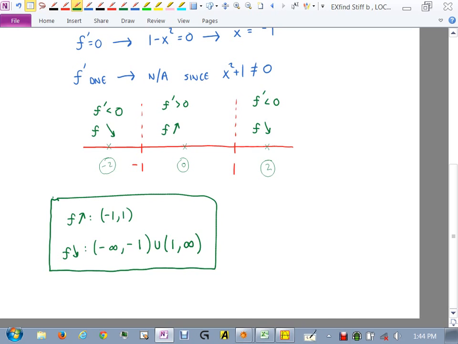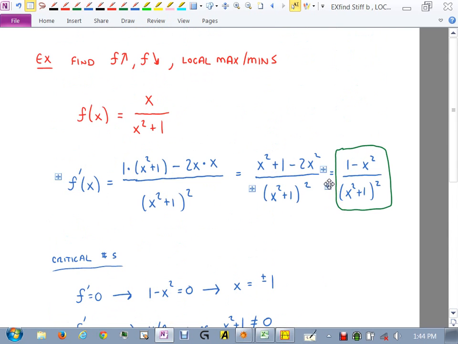I also want to know the local max and local mins. So how about local max? Do I have a local max? At 1, right? Because look, it changes from positive to negative here. Do you all see this like a hill? You go up, then down. That's got to be a max. So it happens at 1. That means you have to take 1 and plug it into the original function. So 1 into this is 1/2.